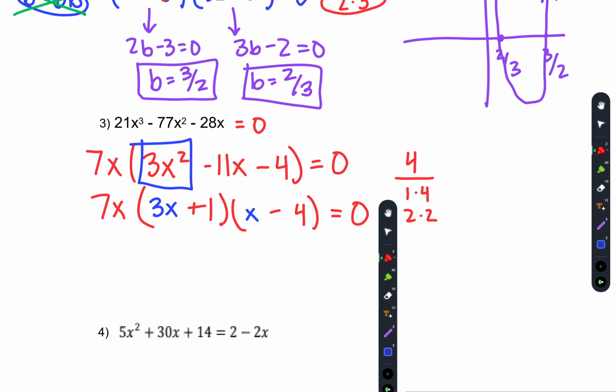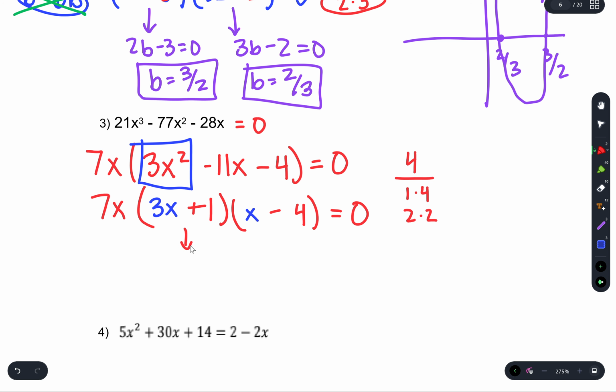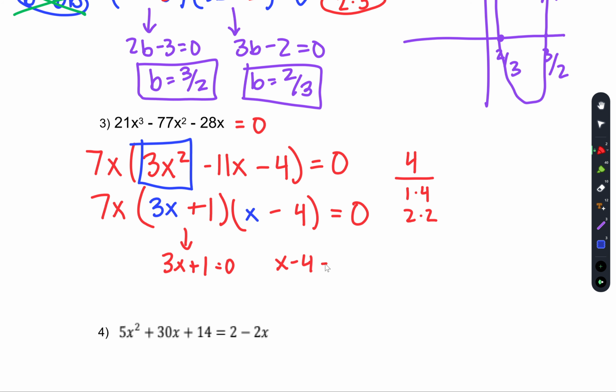Now I need to use ZPP, so I'm not going to forget to actually solve this. I'm going to set these guys equal to 0, because those are the ones in my bubbles. But I'm not going to forget, if I have an x over here on the outside, this also gets set equal to 0. If it was just a 7, we don't have to do that. But because there's an x there, it is a factor that we're going to use for ZPP. So my answers are x equals 0, x equals negative 1/3, and x equals 4.